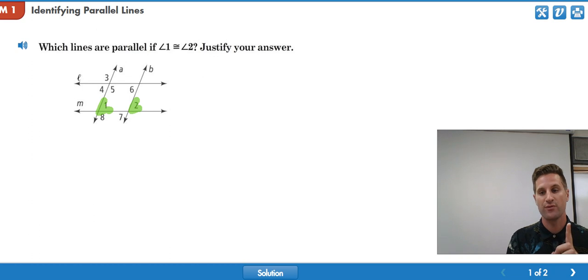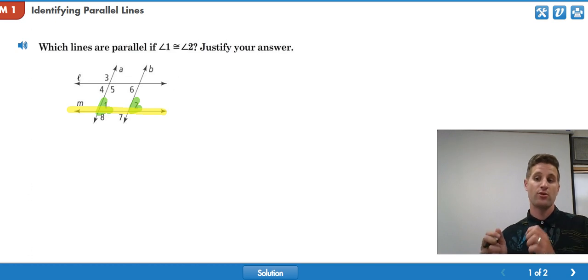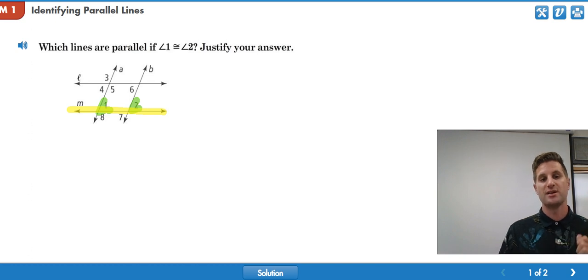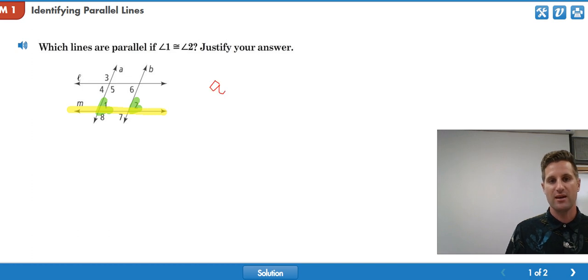All right, so angle 1 and 2 are right here. They're congruent. The first thing you want to do is identify your angle, and second, identify what line they're both on. So 1 and 2 are both on this line right here. So that's our transversal. Because I have congruent corresponding angles, which two lines are parallel? The answer is the two lines that this transversal cuts. So it cuts A and it cuts B. So that means A is parallel to B.